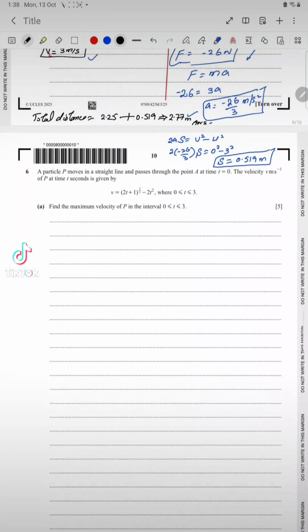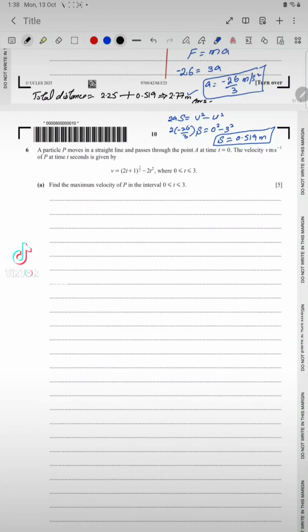Okay, now the continuity of the paper with question number 6. The particle P moves in a straight line and passes through the point A at time t equals 0. The velocity v meter per second of P at time t seconds is given by v equals 2t plus 1 to the power 3 by 2 minus 2t square, where t lies between 0 and 3 inclusive. Find the maximum velocity of P in this interval.